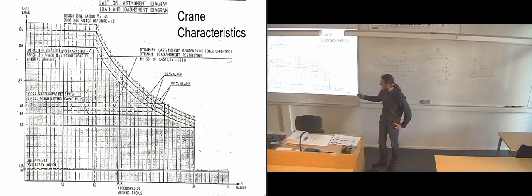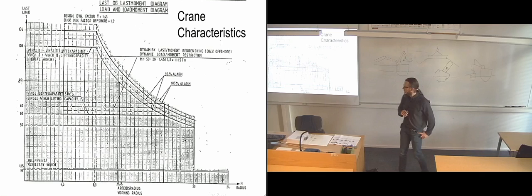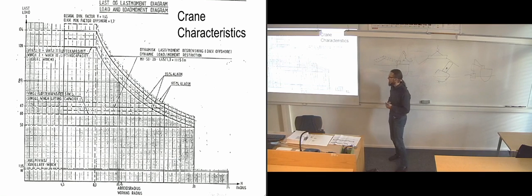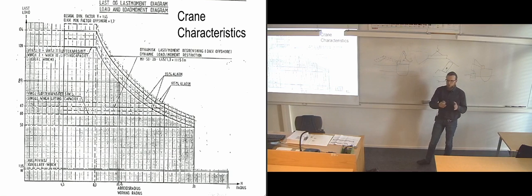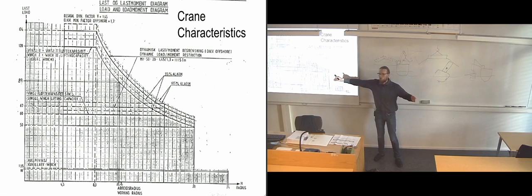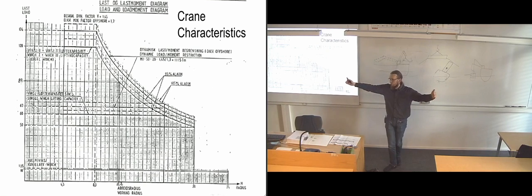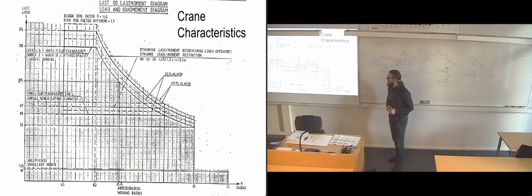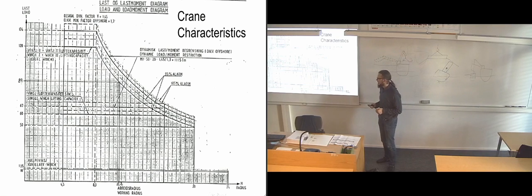So we have the working radius down here on the x-axis. And you can see it goes all the way from 0 up to 24 meters. So up to 24 meters, that's how far this crane boom can reach. And you can just think about the amount of torque that you're going to get if you extend it all the 24 meters. So you have 24 meters of arm length between your force and your pivot point. So that's quite a lot of torque you're going to put on it.